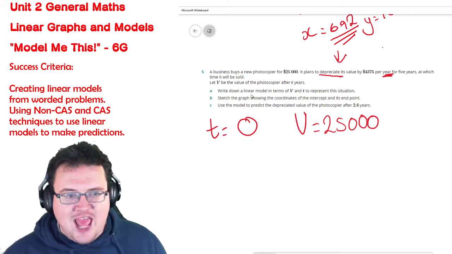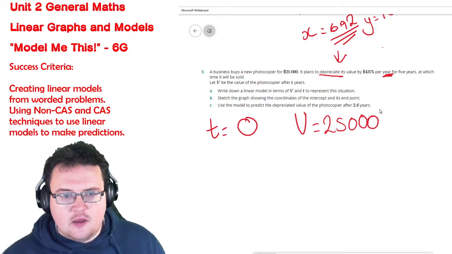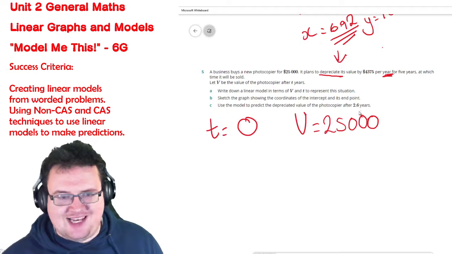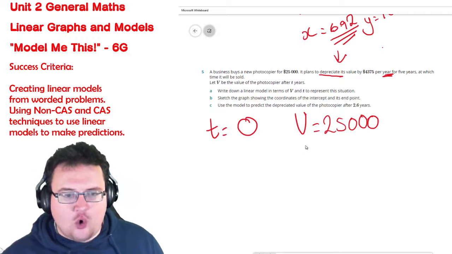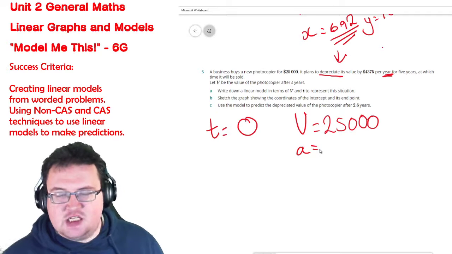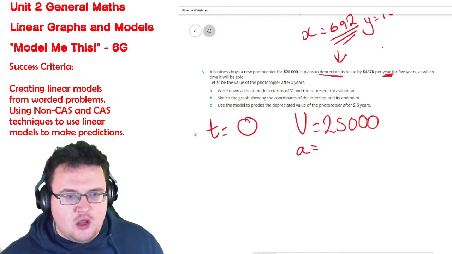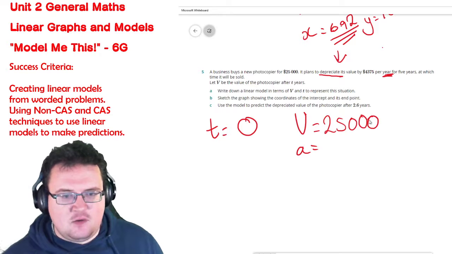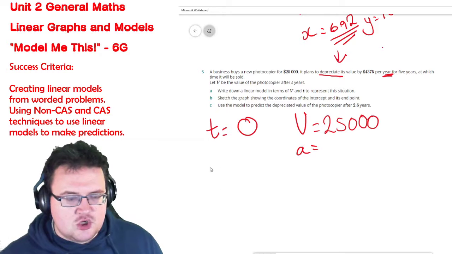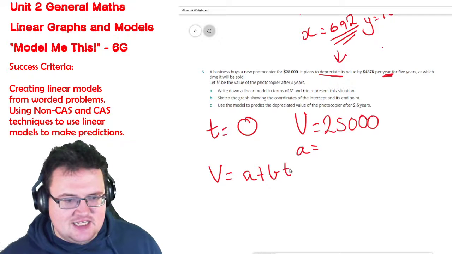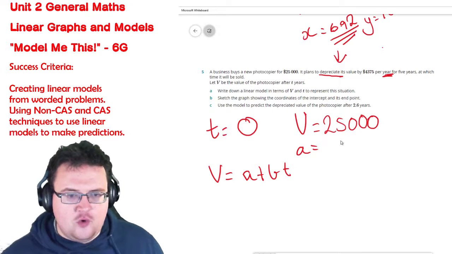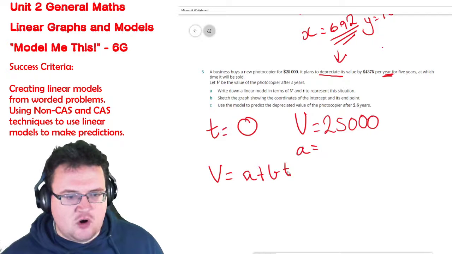So this is useful in that it automatically allows us that we know something about it. If my X value is 0, my V value is going to be my intercept. And that means that I already know what the A value is for my linear model. So, using V, T, and what I know, normally it's going to be V equals A plus BT, but I know that when T is 0, V is that, therefore A is also going to be 25,000.